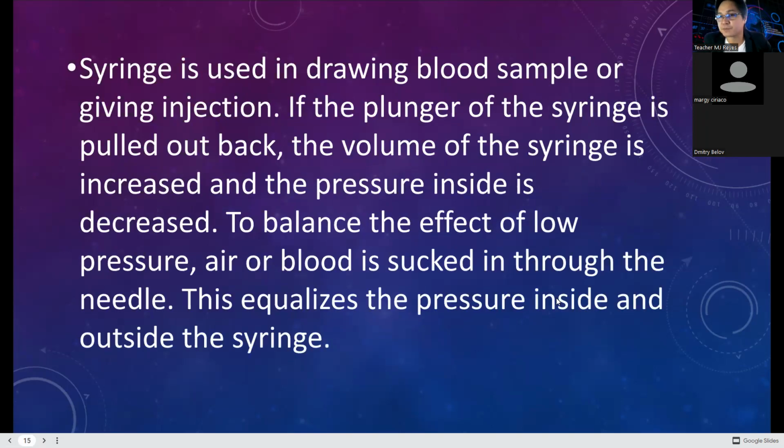Syringe. Are you familiar with a syringe? A syringe is used in drawing blood samples or giving injections, like your vaccines. If you pull back the plunger of the syringe, the volume inside is increased and the pressure inside decreases. Hence, it will gather blood. To balance the effects of low pressure, air or blood is sucked in through the needle. This equalizes the pressure inside and outside the syringe.